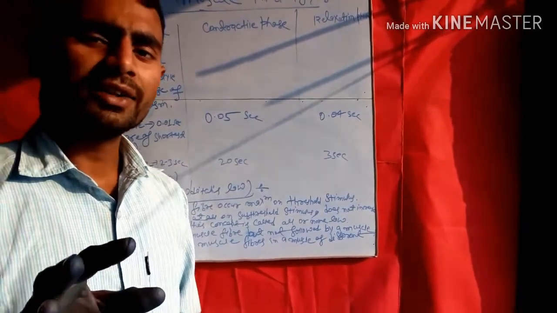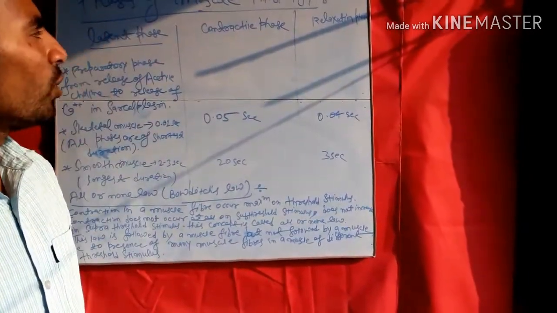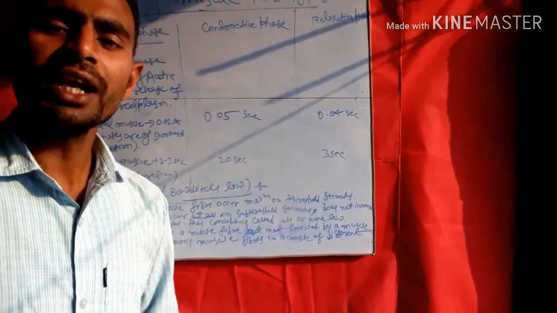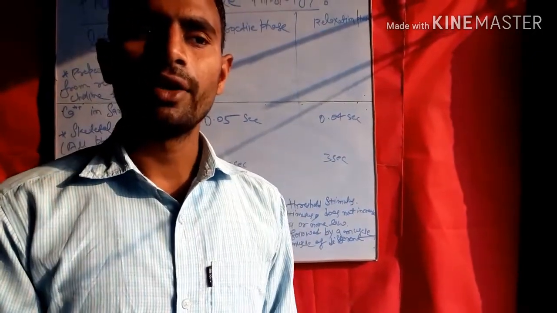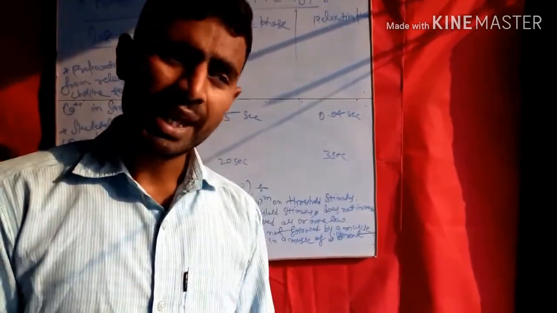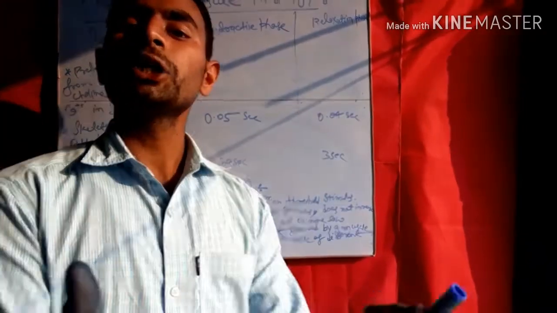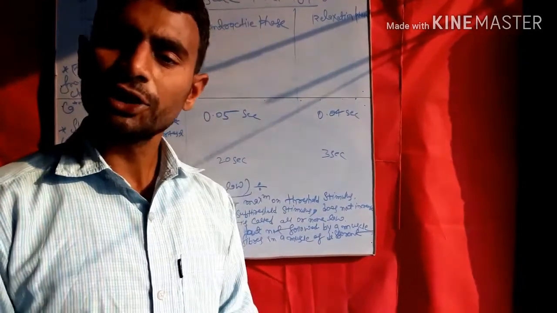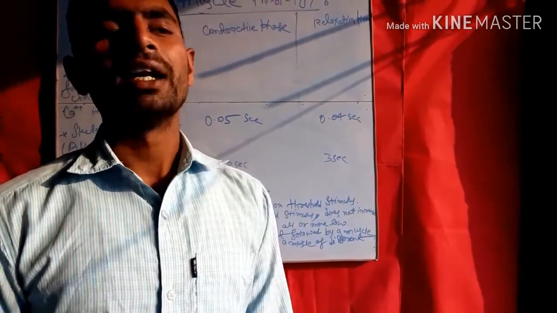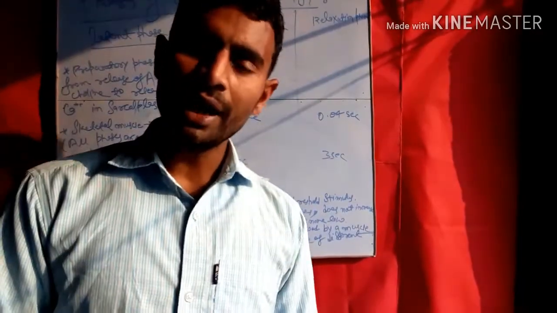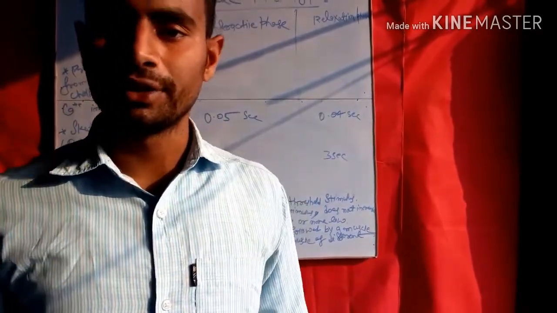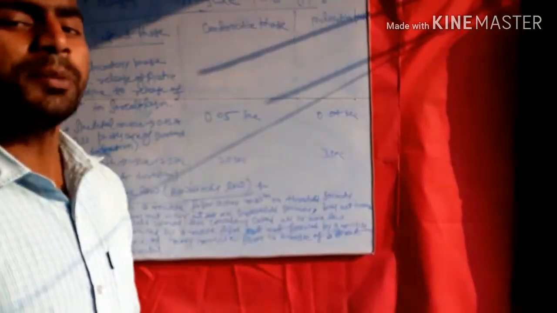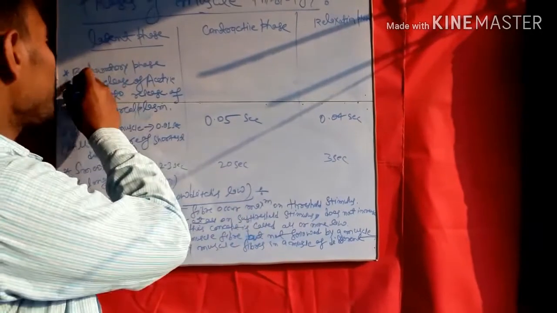First of all, I want to tell you about three phases: the first is the latent phase, the second is the contractile phase, and the third is the relaxation phase. The latent phase is the preparation for the contraction, in the contractile phase contraction happens, and in the relaxation phase relaxation happens. First, the latent phase.